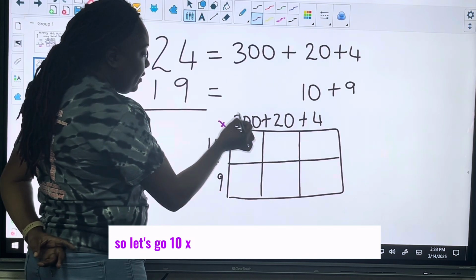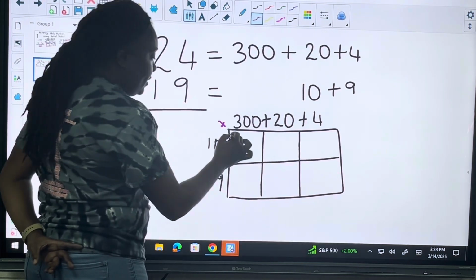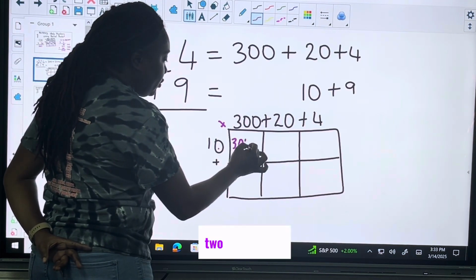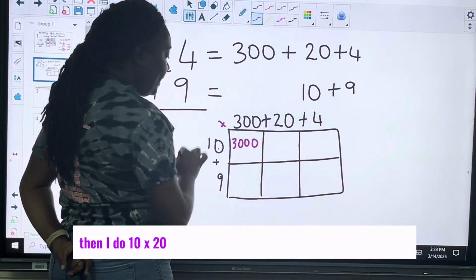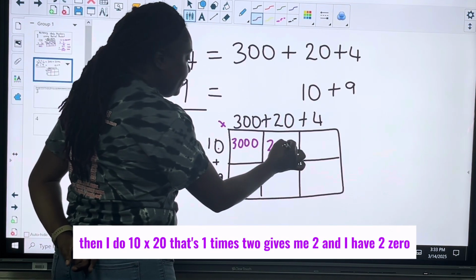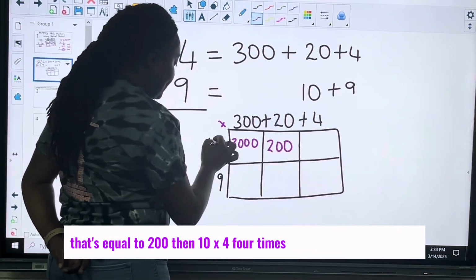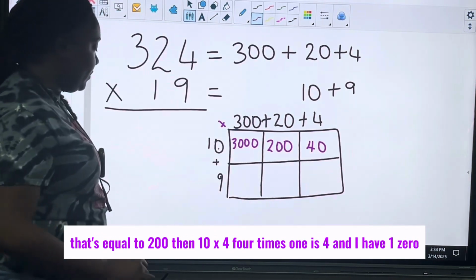So let's go. 10 times 300. I just multiply the 1 times the 3. That gives me 3. And I keep all my zeros. 1, 2, 3 zeros. Then I do 10 times 20. That's 1 times 2. Gives me 2. And I have 2 zeros. That's equal to 200. Then 10 times 4. 4 times 1 is 4. And I have 1 zero.